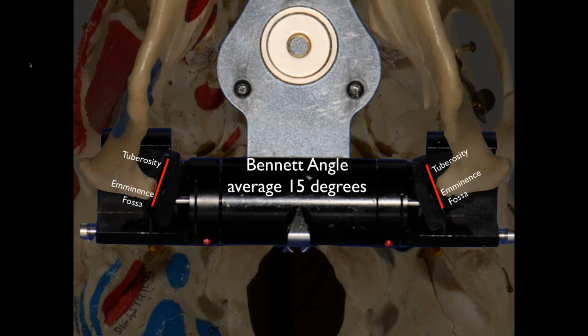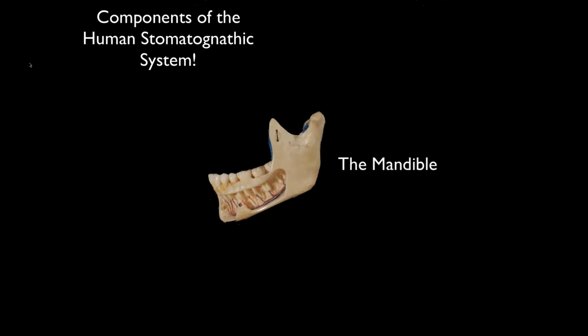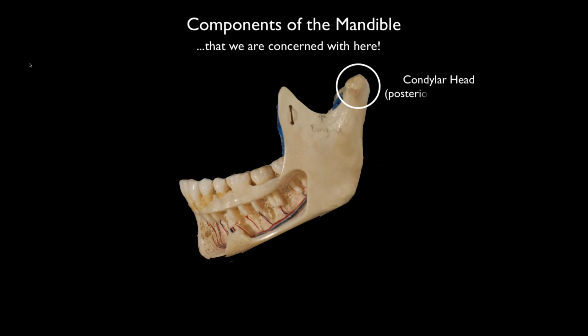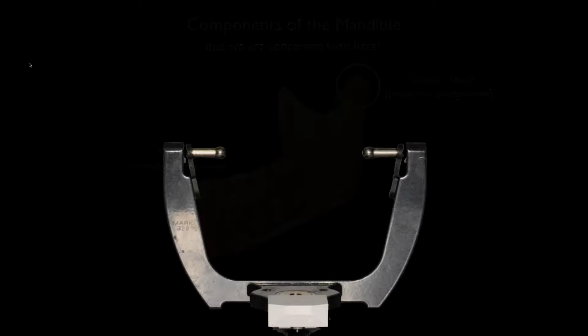Okay. So when we look at the mandible, the parts we're concerned with in the posterior component are the condylar heads, and in the anterior component, again, are the teeth. These are really the two things that allow the maxilla and the mandible to work together.